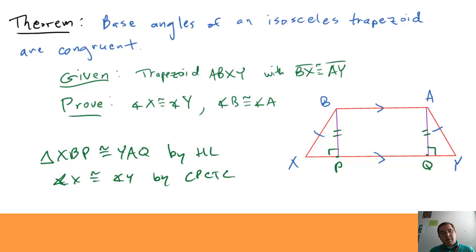How would I get angle B congruent to angle A? Because that's the other piece I need to show. That's the other pair of base angles. Well, these congruent triangles would get me part of those angles, angle XBP and angle YAQ. I actually know that angle PBA and angle QAB have to be right angles because this turns out to be a rectangle in the middle. So by the angle addition postulate I can add those two congruent parts together and get that the whole parts are congruent. So that's just a brief sketch of what that proof would look like.